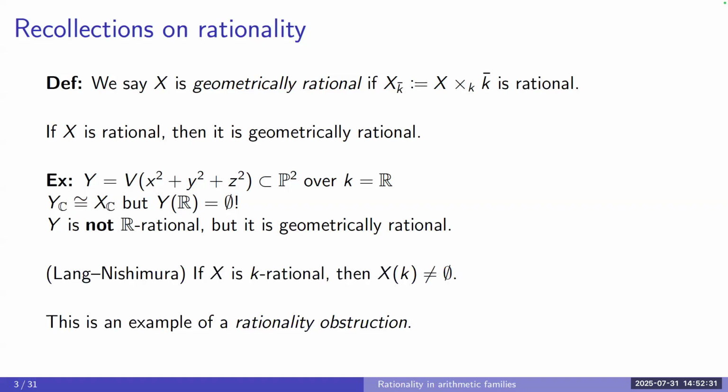Okay, and how do you show that this is not rational over R? Well, you can apply this theorem due to Lang and Nishimura, which says that if a variety is rational, then it has a rational point, again over that field. And we often call this kind of theorem an example of a rationality obstruction, right? Not having rational points obstructs being rational.